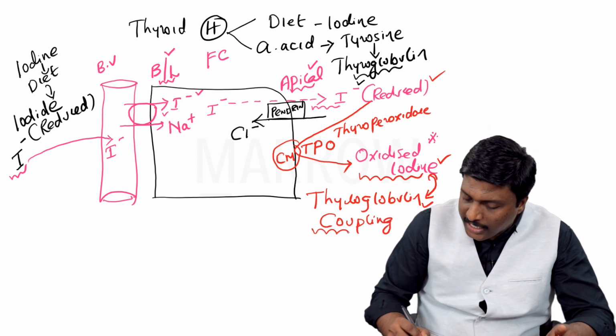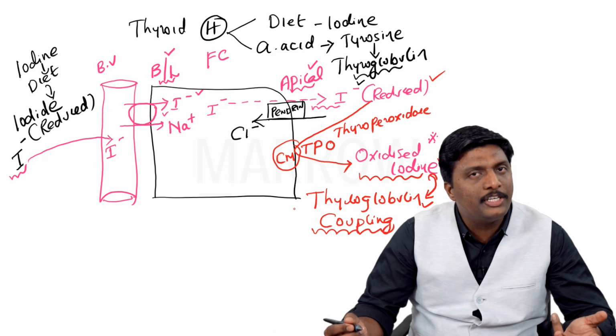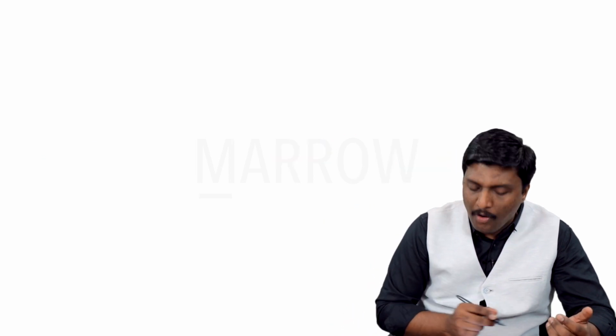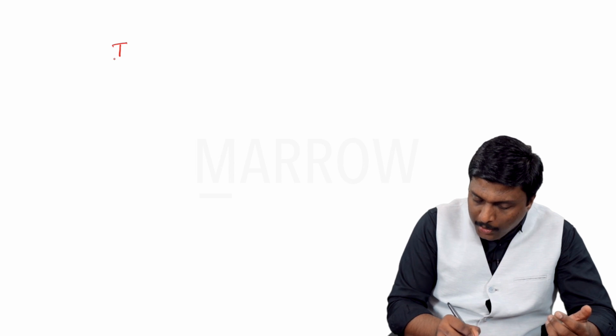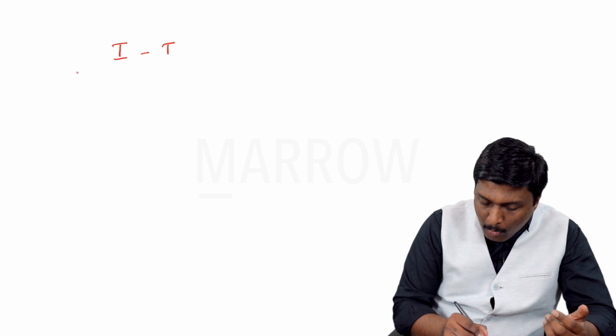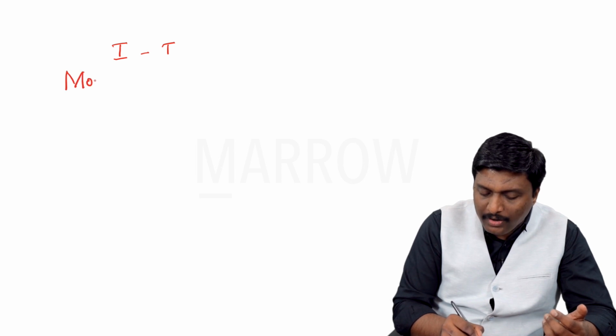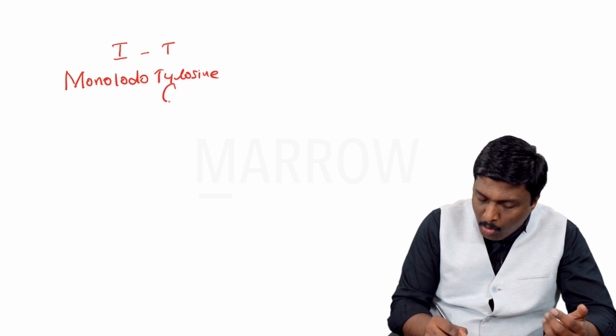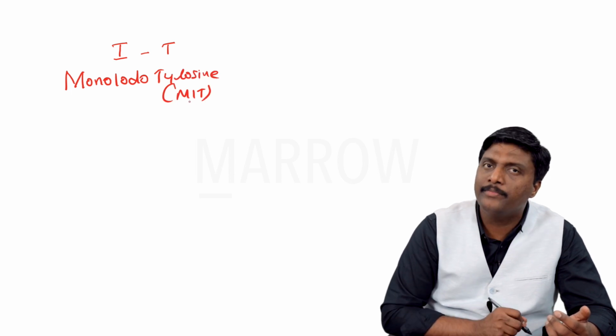Combining iodine with thyroglobulin is called the coupling reaction. The most important MCQ, kindly make a note. When one molecule of iodine combines with one molecule of tyrosine, the most important form we are going to get is called monoiodotyrosine. Very important MCQ. This monoiodotyrosine is called MIT.